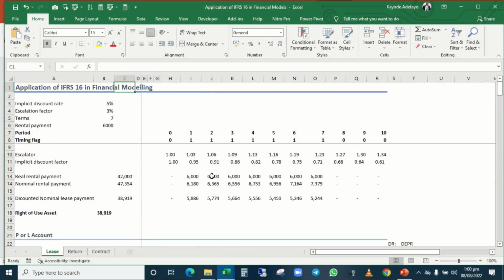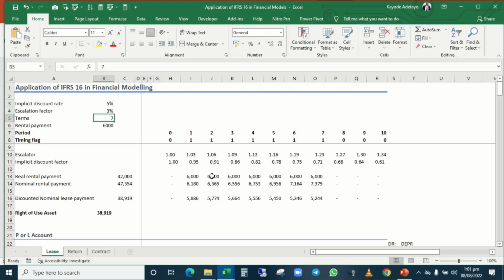So what are the inputs to this lease? You've got the implicit interest discount rate, you've got the escalation factor, the lease term, and the rental payments. If a lease is a contract in which we do not expect these variables to change, remember that in modeling we are after a changing variable to use as our assumption. So these are the factors that can change.